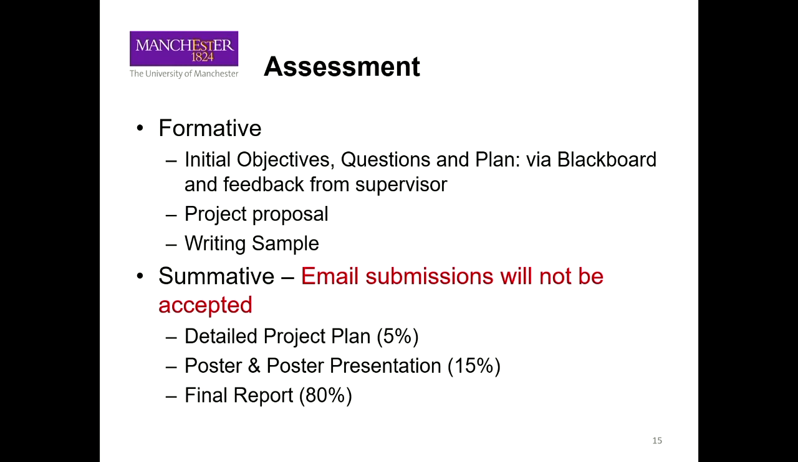Yeah, any other questions? I was just saying formative assignment, writing sample, then summative assignment, a detailed project plan on 6th of November. The poster, of course, is the big one at the beginning of semester two, and the final report. Final report is, of course, worth 80% of your unit. So that's the one you need to focus on.